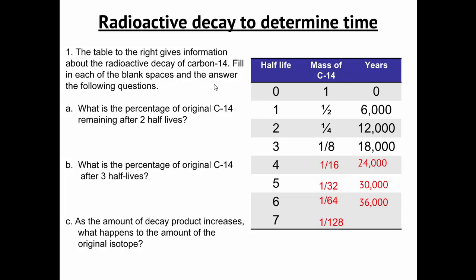So what percent of the original C14 remains after 2 half-lives? 1/4, 25%. How about 3 half-lives? 1/8, or 12.5%. So as the decay product increases, what happens to the amount of the original isotope? It decreases.